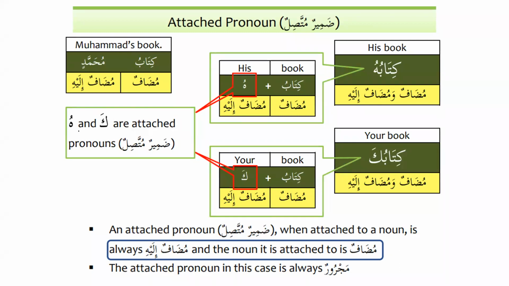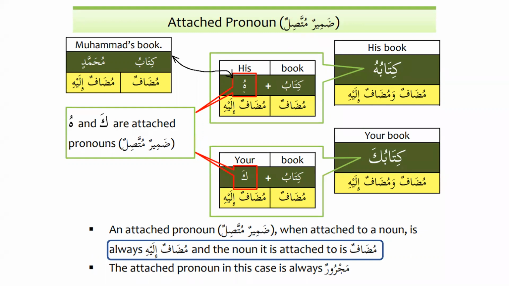Now we want to use the attached pronouns, for example, hu and ka, and we know that these are attached pronouns. So if you want to say his book, we will say kitabuhu. Kitabuhu. So kitabu will be mudaf and hu will be mudaf ilayhi. So kitabu Muhammadin is mudaf ilayhi, and kitabuhu is also mudaf ilayhi. So now we can see that whenever we use the attached pronouns with the noun, they will always be used as mudaf ilayhi. Let me repeat it again.